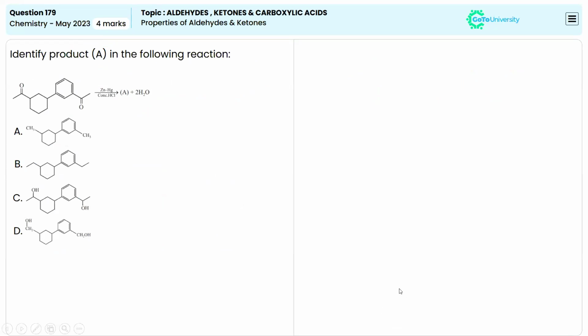In this question, we have to identify the product A of the given reaction. In this reaction, we can see a ketone containing two carbonyl groups reacting with zinc amalgam and concentrated hydrochloric acid. So zinc amalgam and concentrated HCl is a reducing agent, right? Means they can do the reduction, they can remove oxygen, and they can add hydrogen.